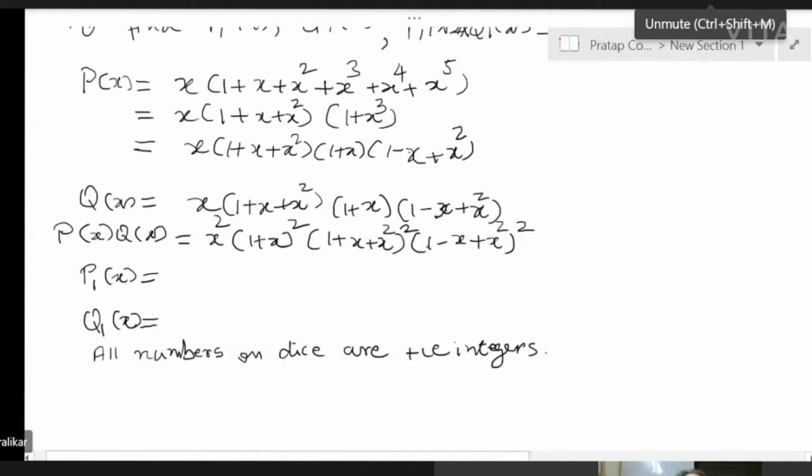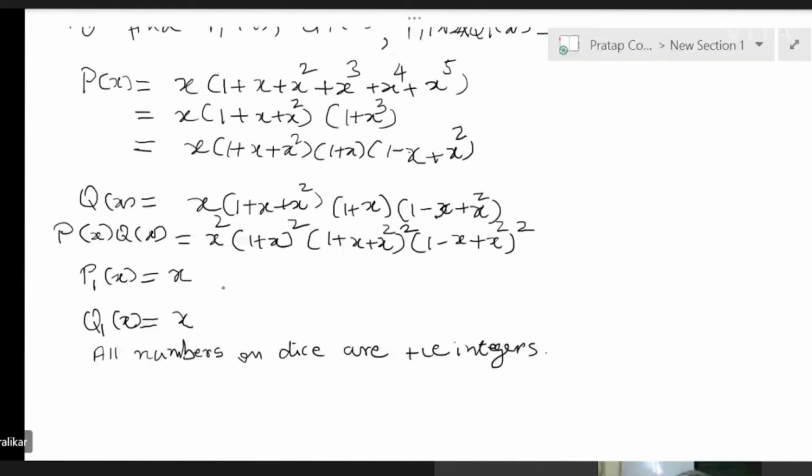But the first condition that we have right now is that all numbers on the dice are positive integers, which means our x must be there in each. P1x also has the x as a factor and Q1x also. Because if the x factor is not there, the remaining factors will give 1 as the coefficient of the smallest index. Do you see that?